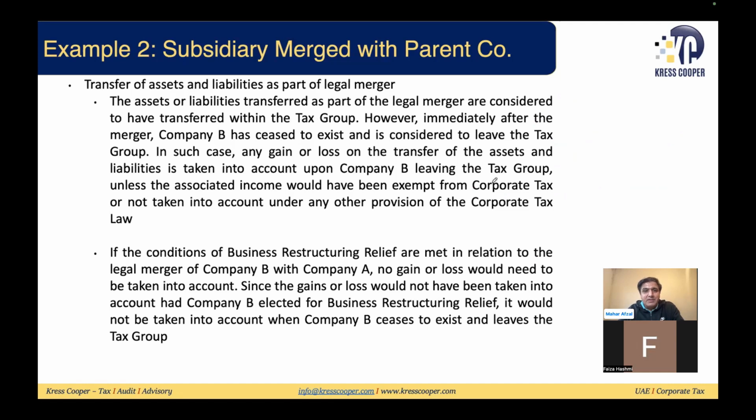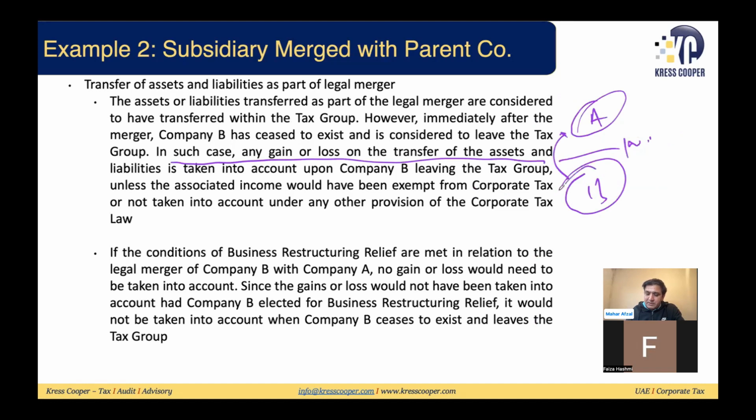In such a case, any gain or loss on the transfer of the assets and liabilities, this portion we have not discussed. Basically, there are two companies, company A and company B. B is transferring its entire business to A, 100%. So any gain or loss on this entire transfer should be booked. It should not be eliminated unless this gain or loss is exempt under any other provision of the law.